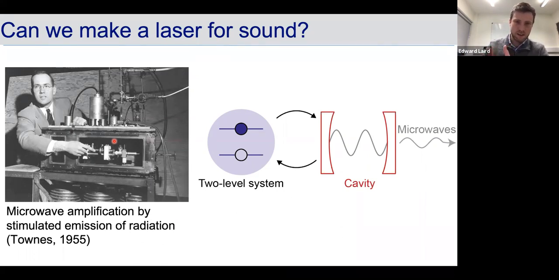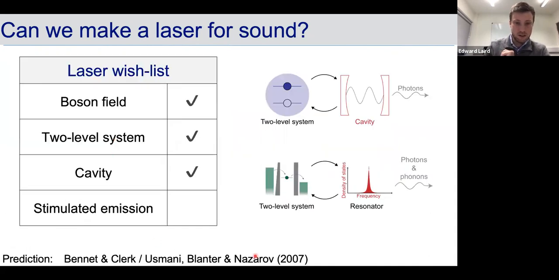In a laser, you have a two-level system combined with an electromagnetic cavity. In the first experiments, that was an ensemble of two-level systems, in fact, an ensemble of molecules. Can you do the same thing with sound? And this question was considered at least as long ago as 2007 in this pair of theory papers, in which they said, well, many of the things that you need for a laser also exist in a mechanical resonator.